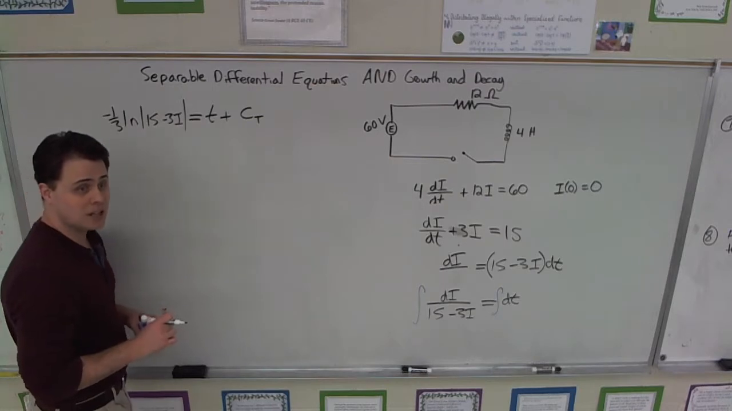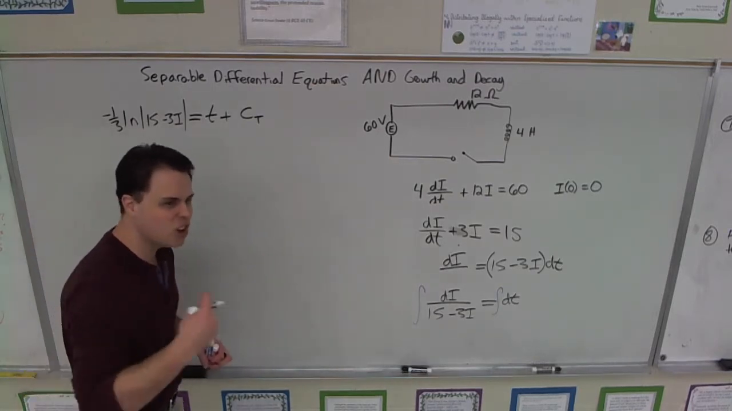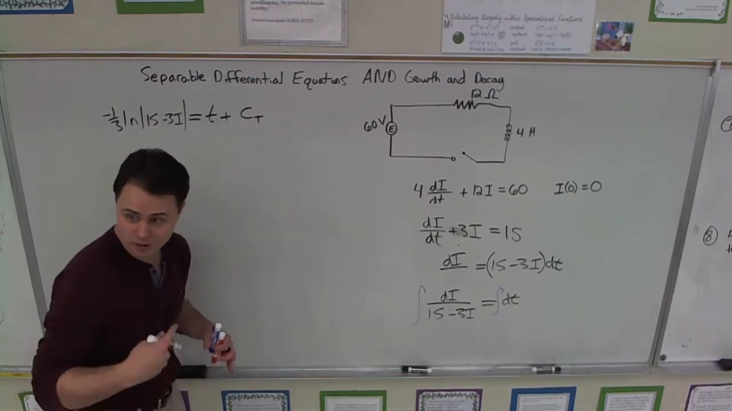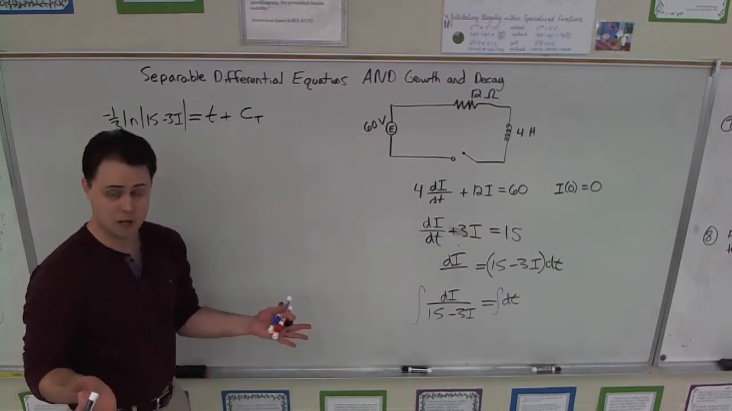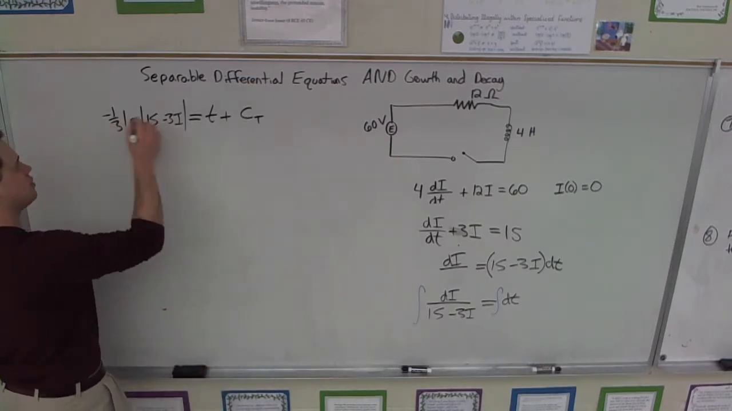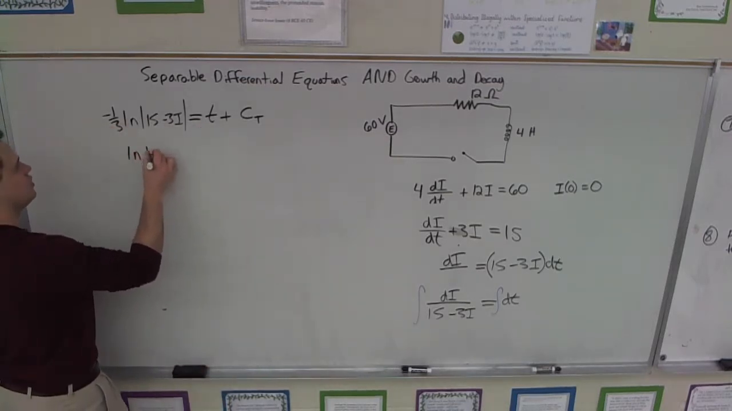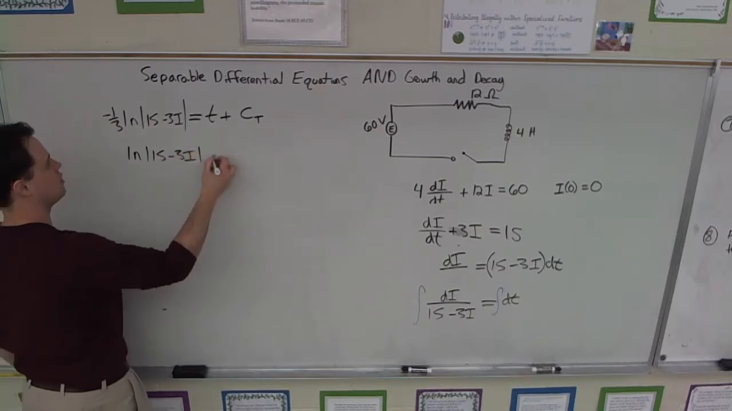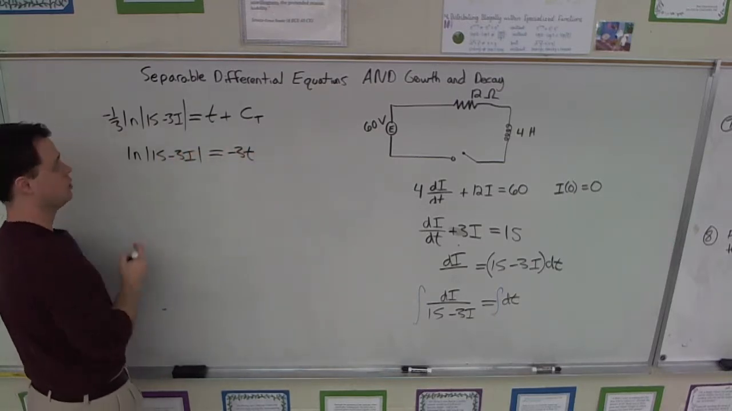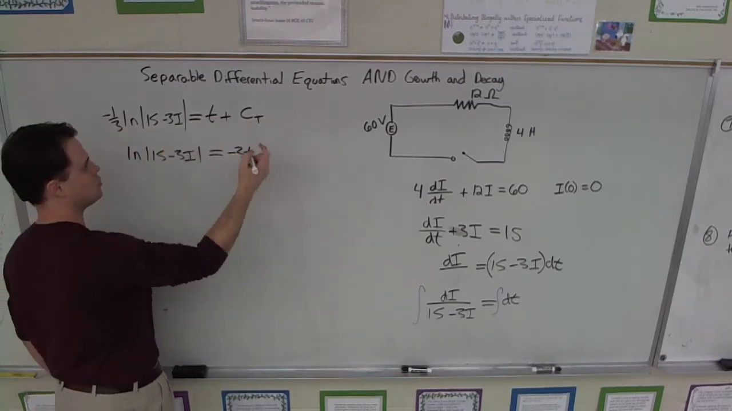I think I'm going to try to make it explicit because I want to see what an alternating current looks like. You guys know what I mean? I'm going to solve for I so I can see what an actual alternating current looks like. That's an important thing for us when we're starting to think about physics. So let's go ahead and move that 1/3. So I'll say natural log of 15 minus 3I, and we'll go negative 3t, right? So multiply by negative 3 here, multiply by negative 3 here.